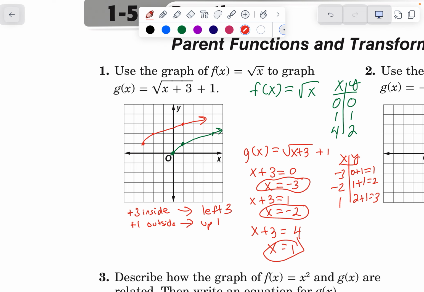Do we have any questions about the first problem? Did that make sense how we got that? Okay, so make sure you look over the 8 parent graphs because we'll be using them, okay? So if you add on the inside, you move left. If you subtract on the inside, you move right. If you add on the outside, you go up. If you subtract on the outside, you go down.